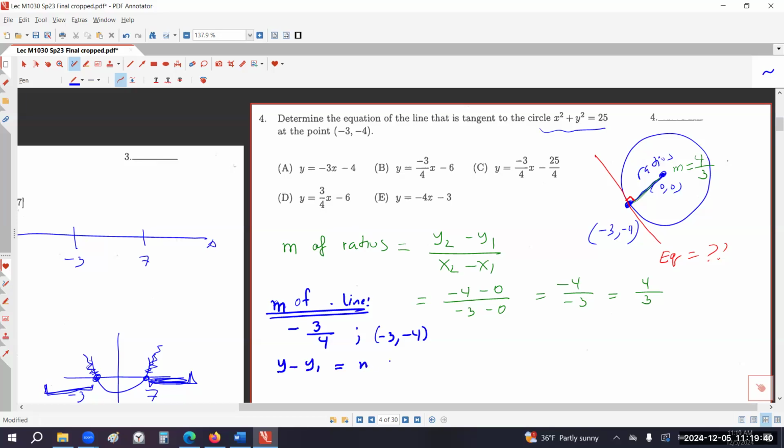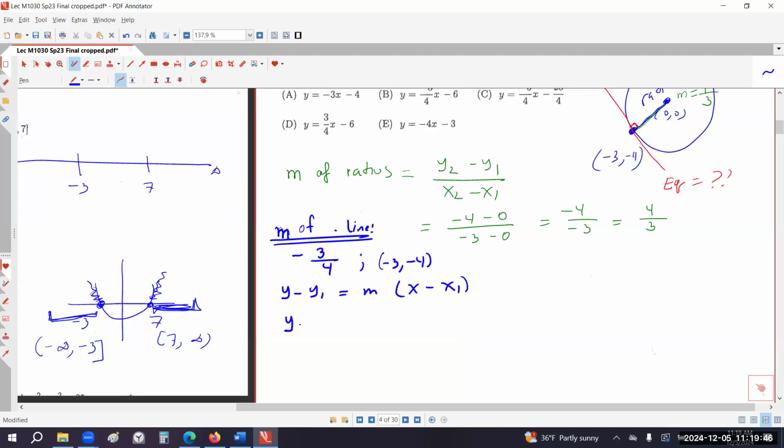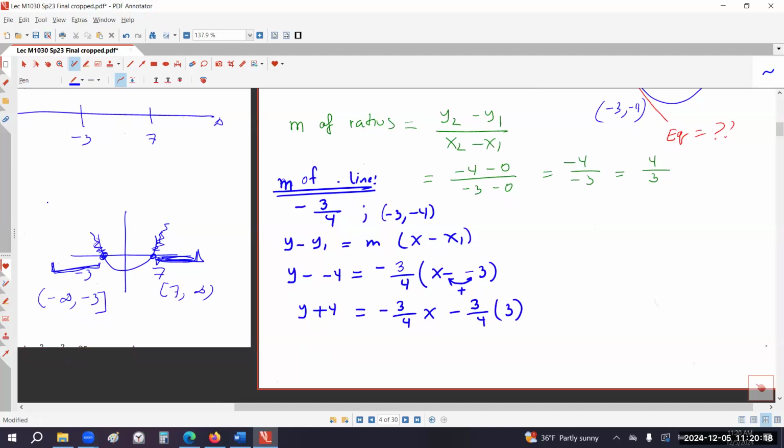y minus y1 equals slope times x minus x1. So y minus -4 equals -3/4 times x minus -3. So y plus 4, this turns into a plus. So we get -3/4 x plus -3/4 times 3. When you multiply a fraction with a non-fraction, we multiply only the top.